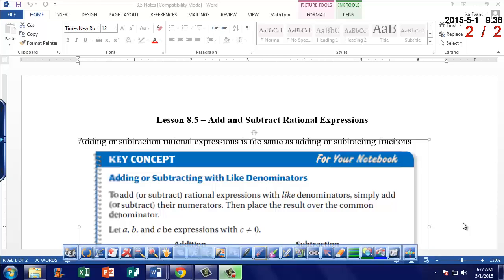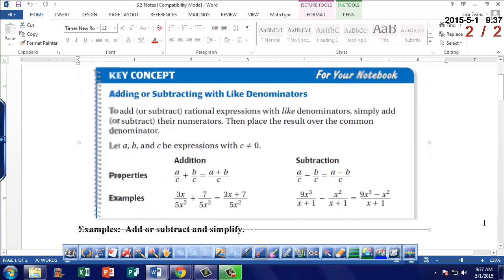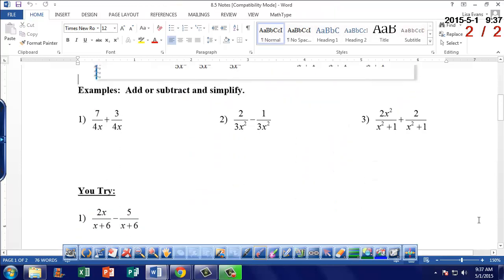Hello, today we're doing lesson 8.5, adding and subtracting rational expressions. Adding and subtracting a rational expression is the same as adding or subtracting a fraction. When you add or subtract a fraction, you make sure you have a common denominator, and then you add or subtract the numerator. In the end, of course, make sure you simplify if necessary. So let's just go ahead and get started.